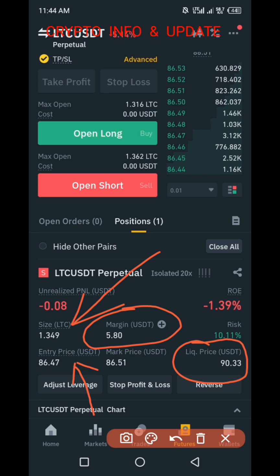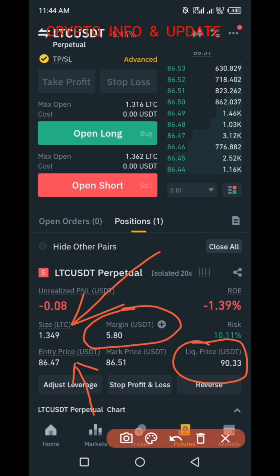All of these four that I just mentioned have changed. Immediately your second entry gets filled, the whole four figures I just mentioned will be changed. Do you understand? And we took a short position. We said short LTC USDT, using 20x leverage.